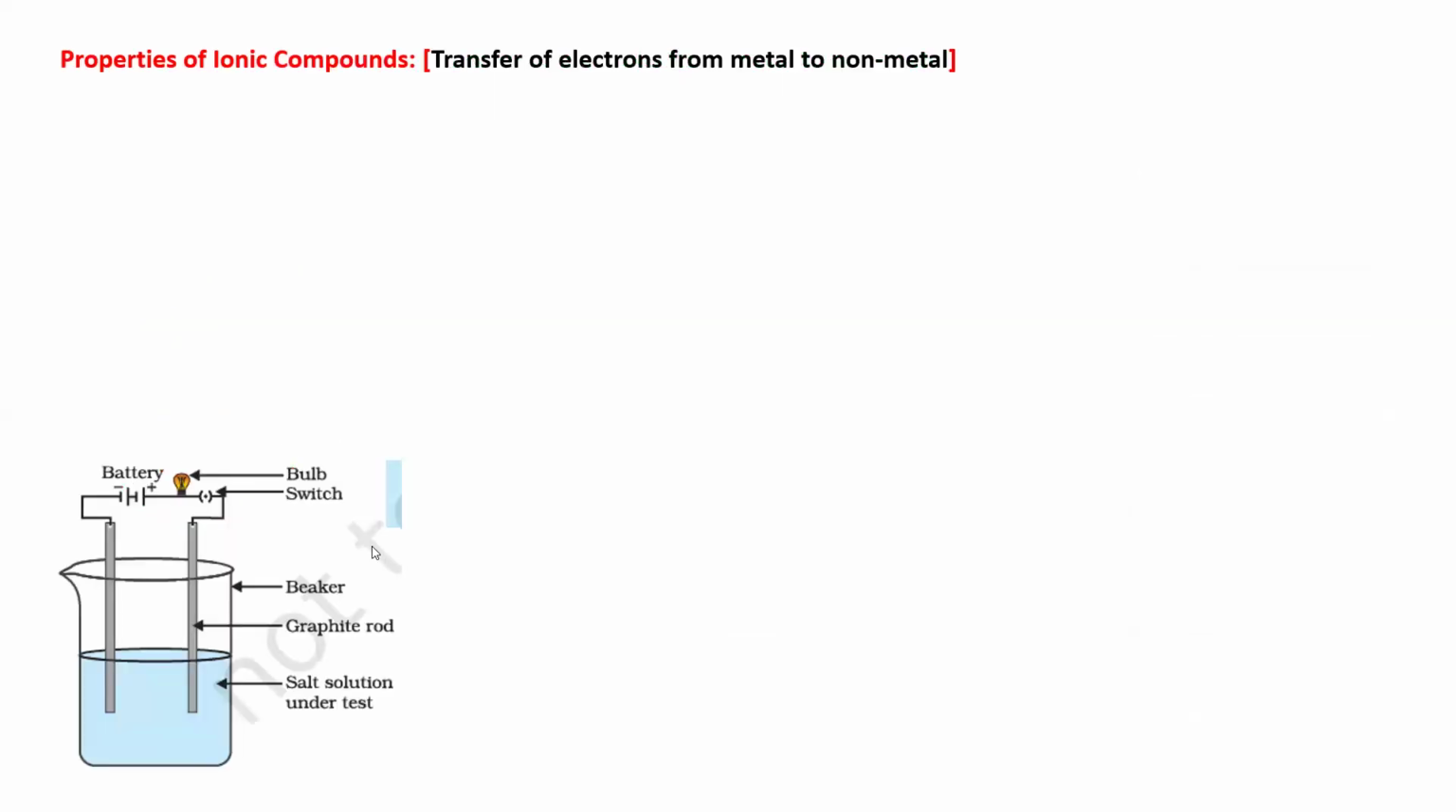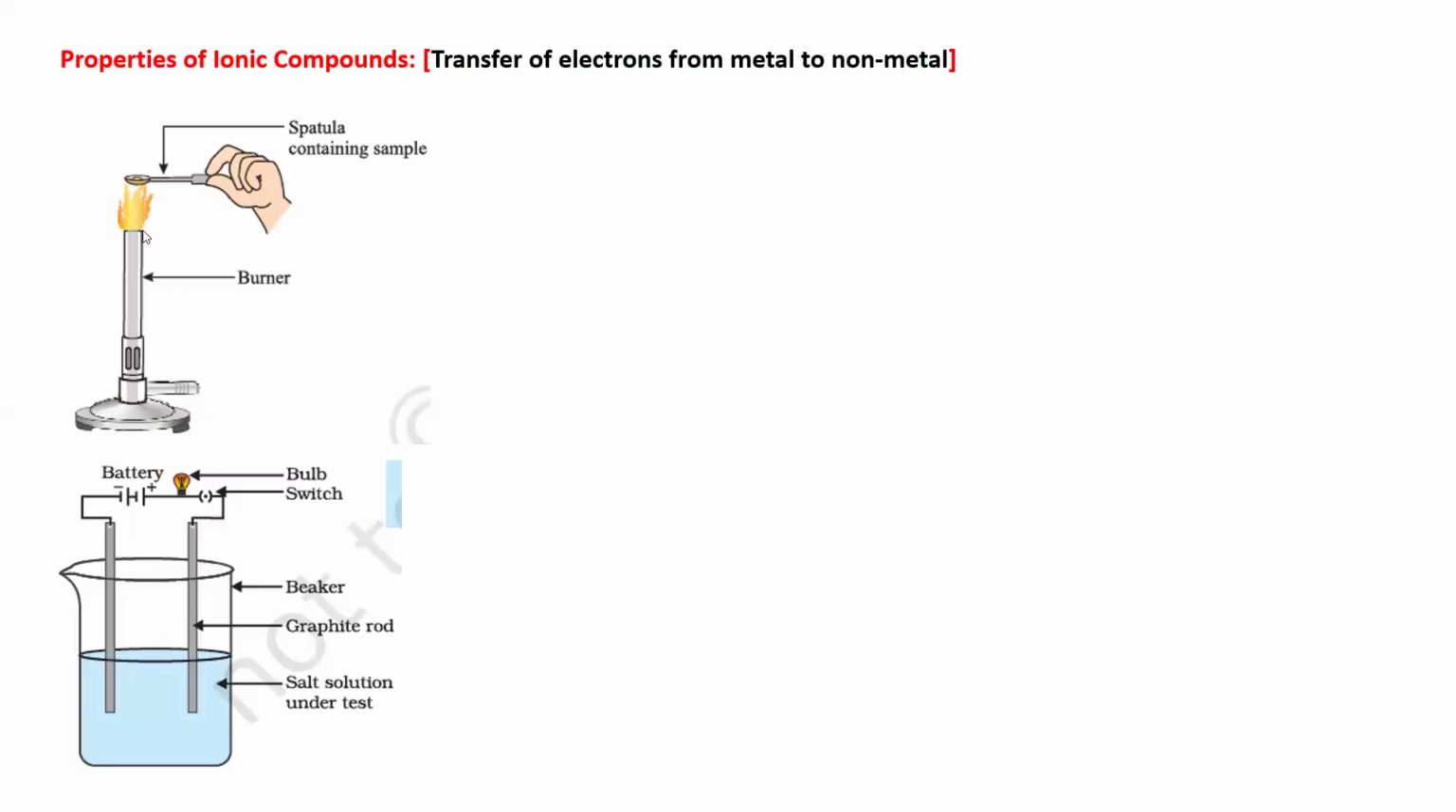Next, we are going to see the properties of ionic compounds, how ionic compounds are strong, and how conductivity takes place in them. Here, transfer of electrons takes place from metal to non-metal. This first activity shows how the melting and boiling points are high, and this activity shows how it is going to conduct electricity.